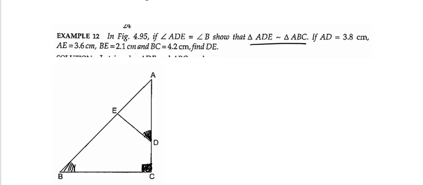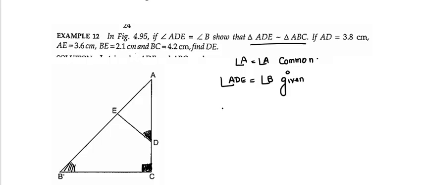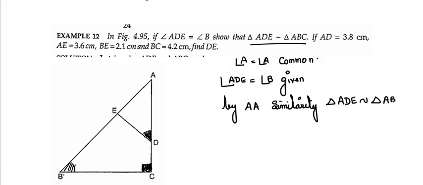Sorry. Angle C, no, something is missing. Angle ADE equal to angle B. Ma'am, angle A is common. Angle A common. I thought this is 90. Yeah. Angle A equal to angle A, common. These are all frequently asked. And angle ADE is equal to angle B, given. By AA similarity, triangle ADE is similar to triangle ABC.